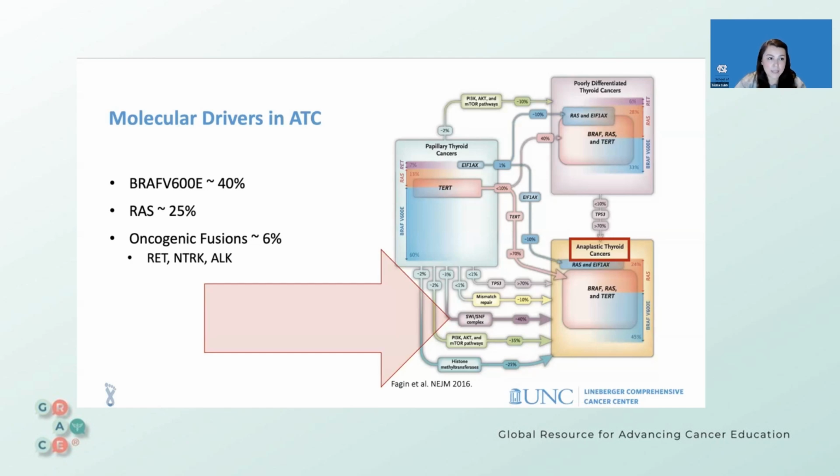So it's not surprising that we're still seeing BRAF V600E be present in around 40% of anaplastic thyroid cancer. We believe it's present in over 70% of papillary thyroid cancer. We see anaplastic thyroid cancer be RAS driven in around 25%. And then sometimes we could even see oncogenic fusions, which are more rare, such as RET, NTRK, and ALK fusions. We'll get into why this matters and why we care so much about finding this information in some of the later slides.